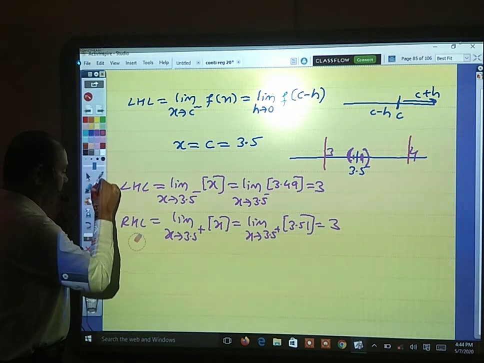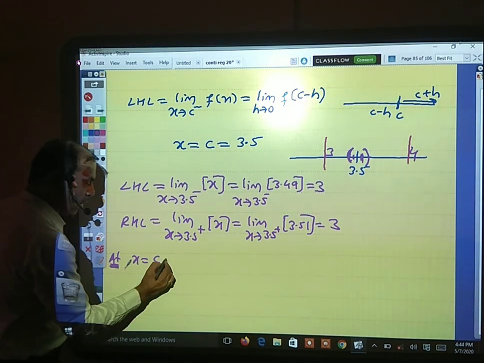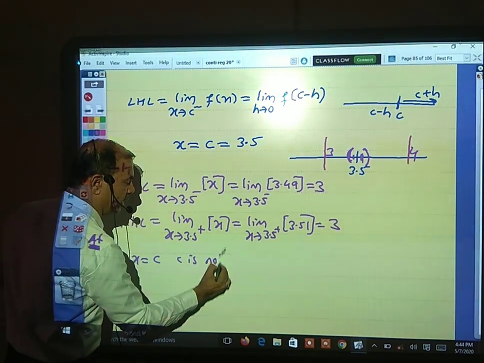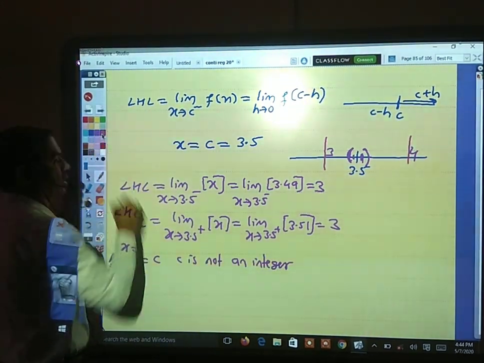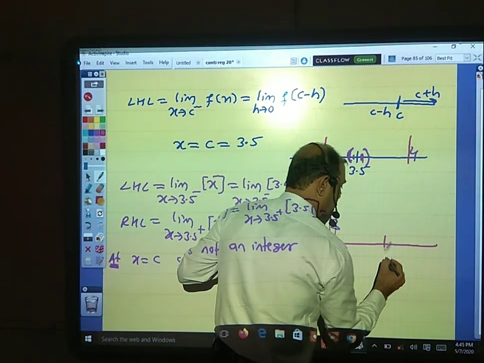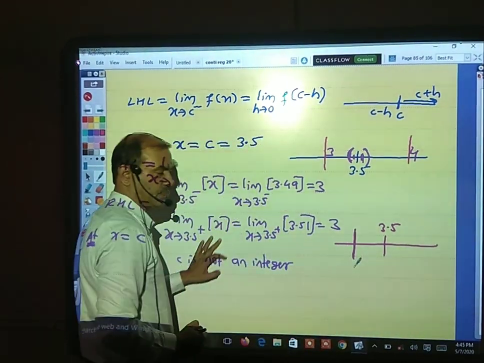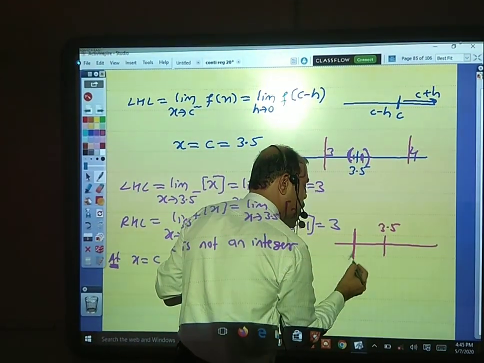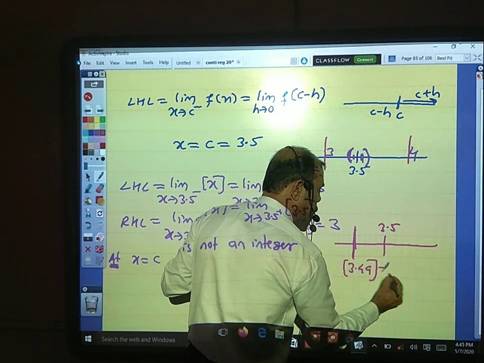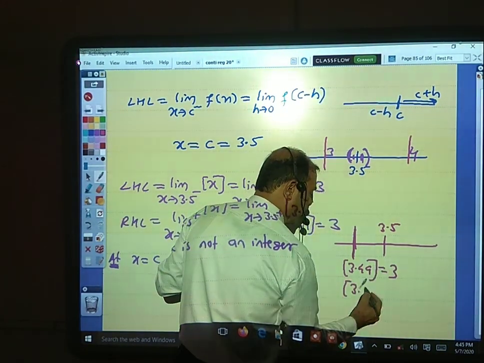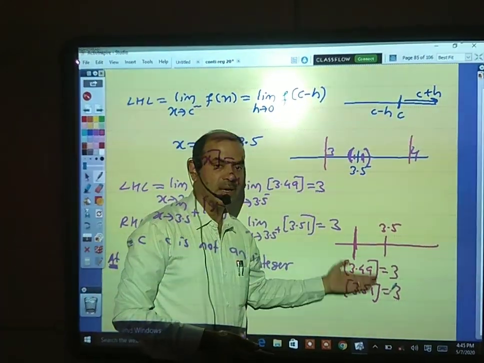Okay, so if we check at the point x equal to c and c is not an integer, for example 3.5, this is not an integer. What is the left hand limit? 3. What is the right hand limit? That is also 3, because if I take 3.49, the greatest integer is 3, and to the right side of 3.5, if I take 3.51, that is also 3. So left hand limit and right hand limit are equal.